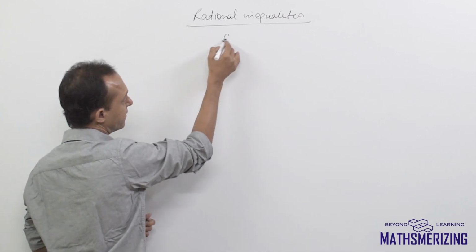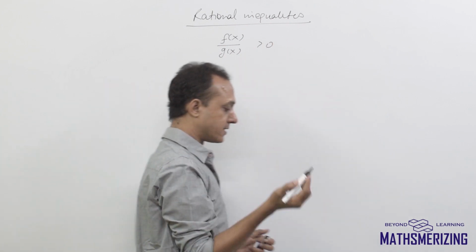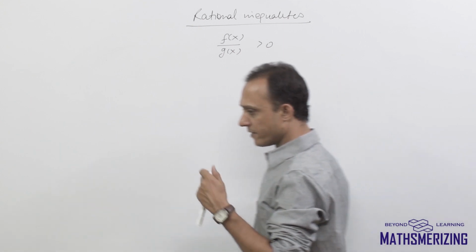Now, any inequality which is of the form f(x) upon g(x) greater than 0 or less than 0, greater than or equal to, or less than or equal to, is a rational inequality. So I'll take up a very simple example.